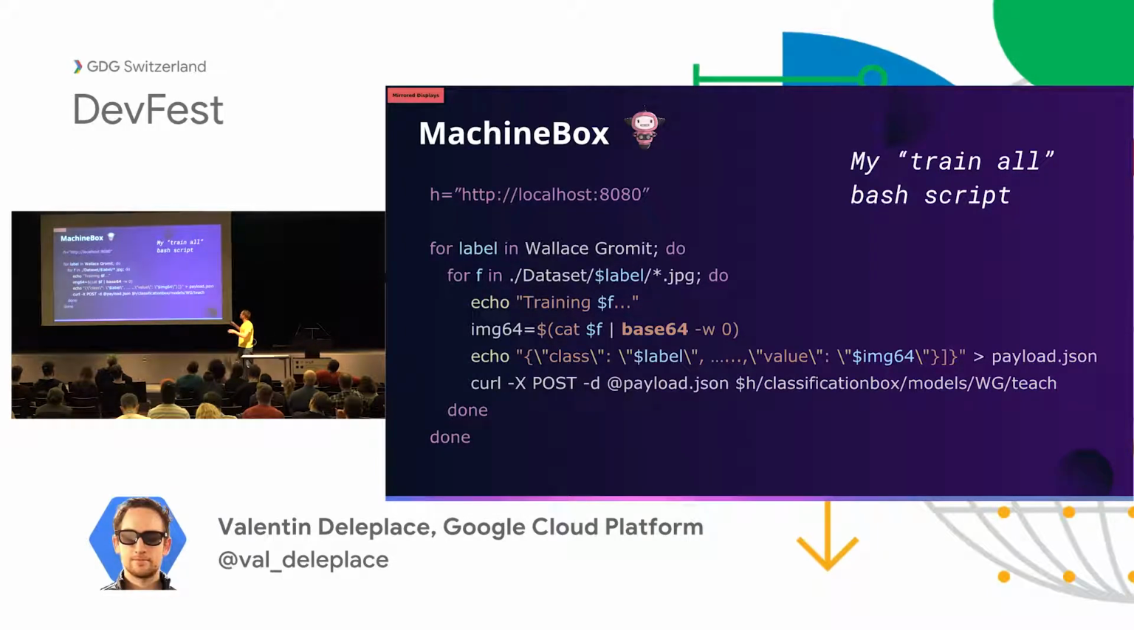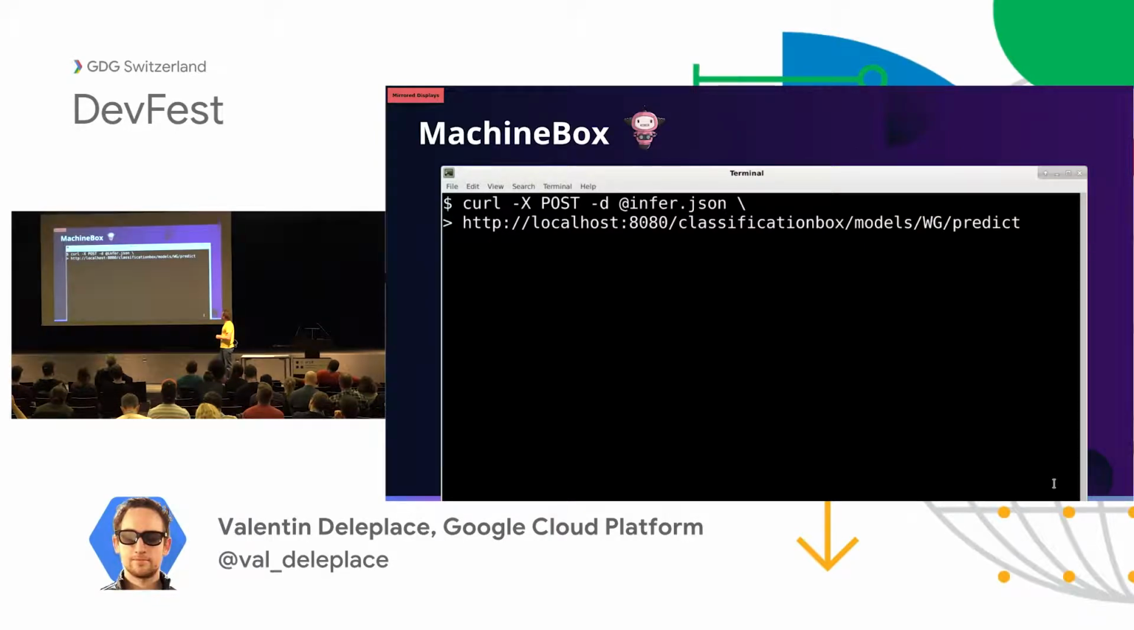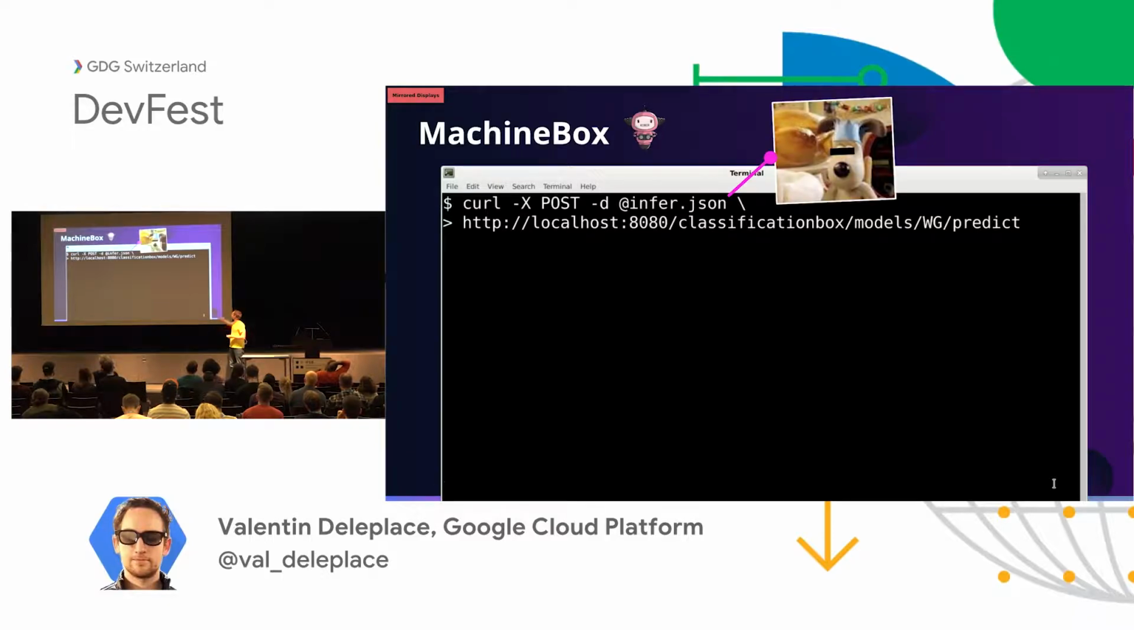Then I make a bash script to range over all my pictures and train them. Nothing very fancy here. And then my model is ready for inference. And once again, I can just use curl to make a JSON REST request to make an inference. Infer.json here is a payload that contains basically an image encoded in base64. This image kind of looks like a dog.